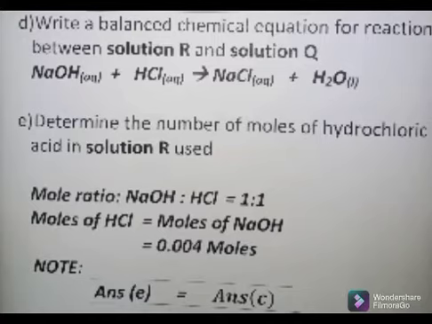Question part D. We are supposed to write down a balanced chemical equation for the reaction between sodium hydroxide and HCl. Good.